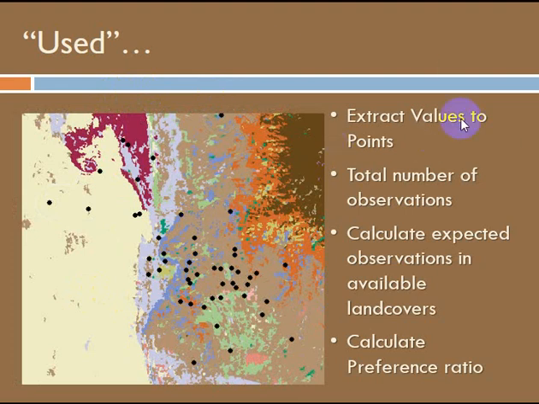So you're going to use this tool called extract values to points. It outputs a new point shapefile with the attribute of the raster at that location. Now the tricky part of this is that that's not a very easy thing to summarize, but I'll demonstrate that in 1 second. So we're going to look at the total number of observations, and then we want to calculate the expected observations in the available land cover, and then finally you're going to calculate a preference ratio.